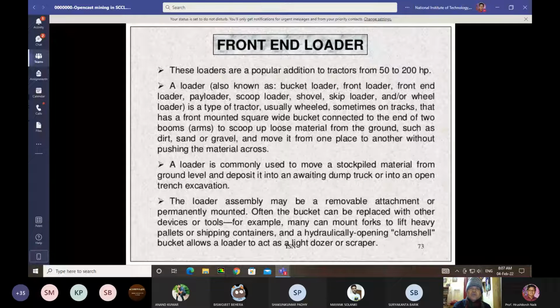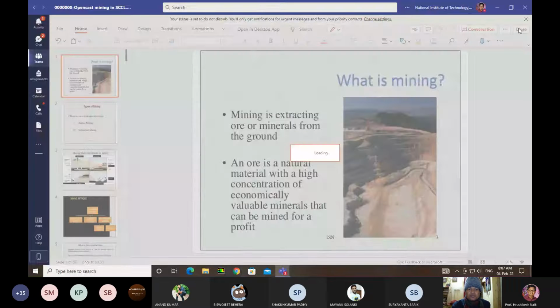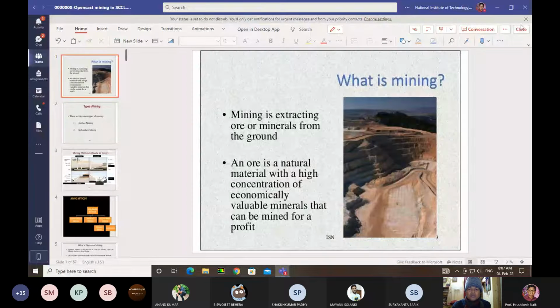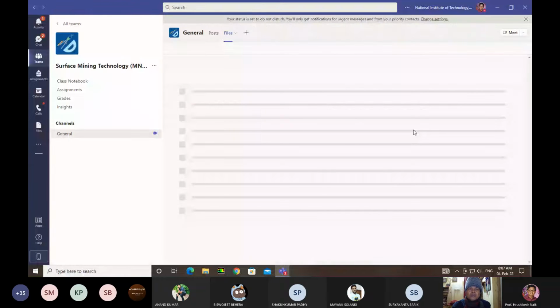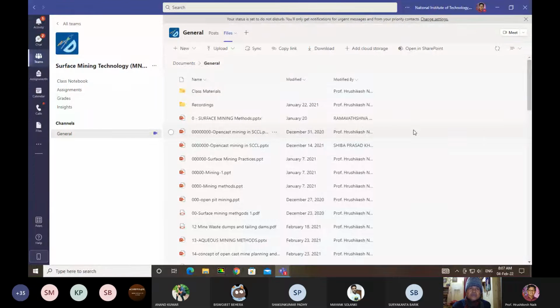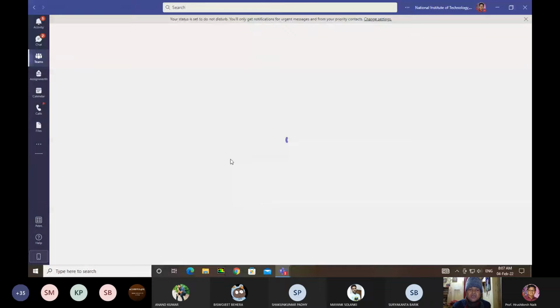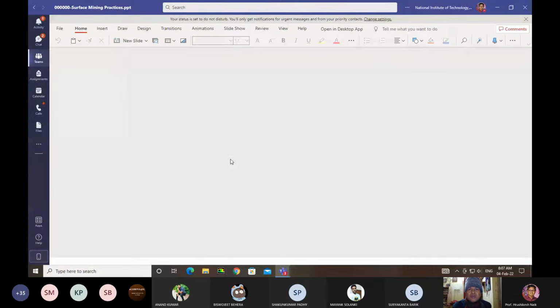So let us go to the other part. Let us see the surface mining practices.